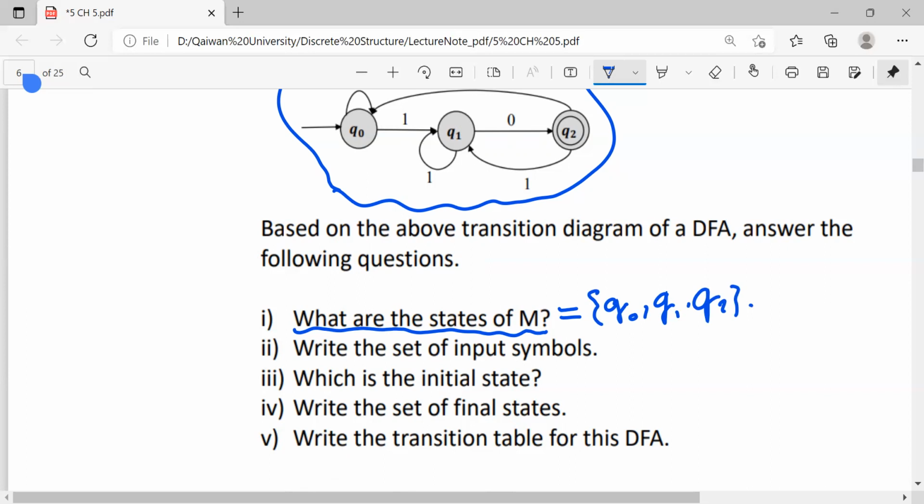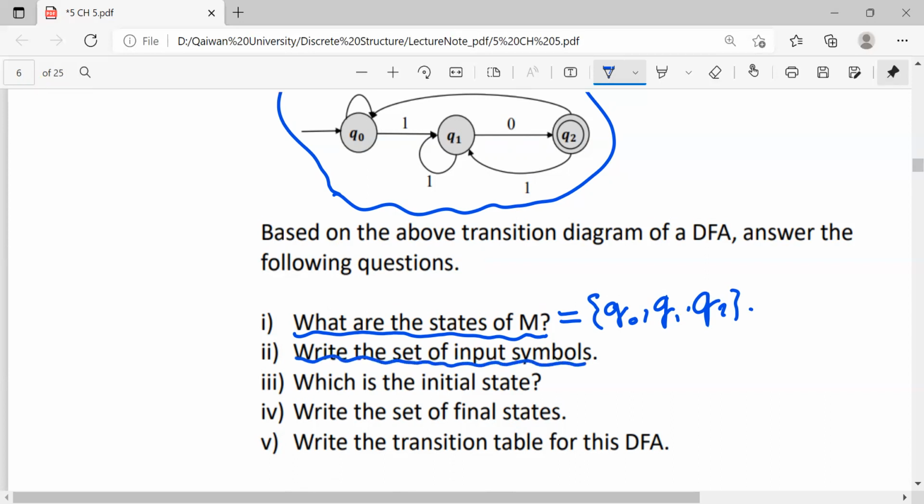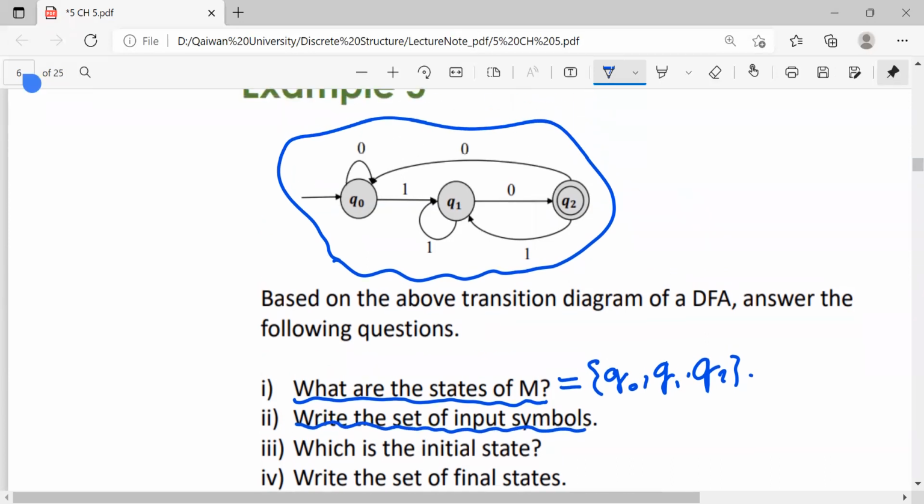Now, it says, write the set of input symbols. Look at the edges. On the edges, we have only two different symbols, which are 0 and 1. So they are the inputs. The inputs are always on the edges. It is 0 and 1.